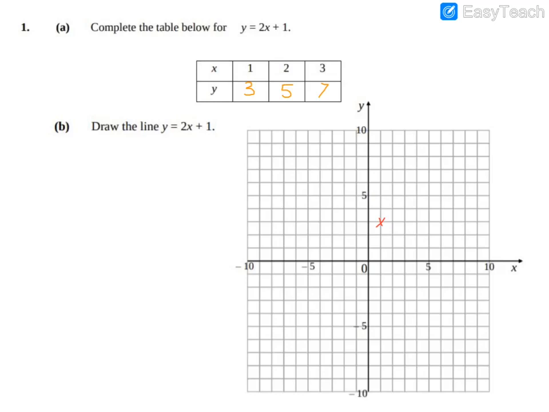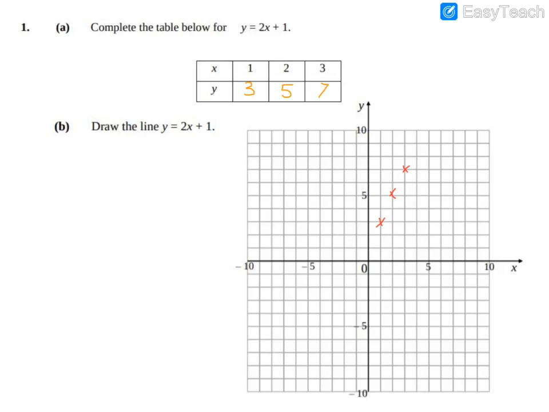2, 5 is the next one. So that's 2 across and 5 up. That's about there. And 3 across and 7 up is there. There we go. So what it's asked us to do is draw the line. So it's not just plotting points. We need to draw the line.